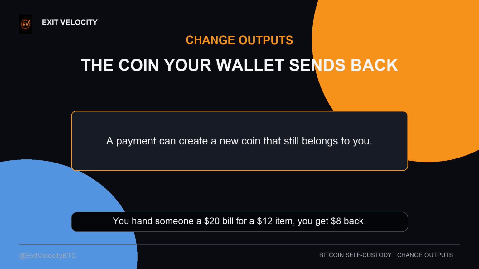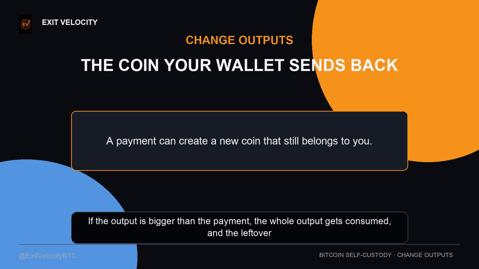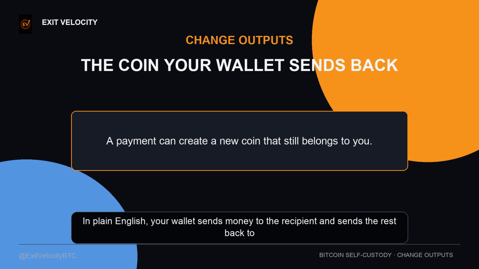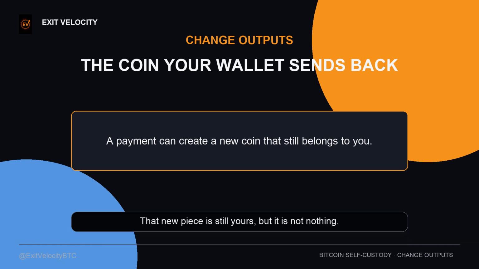In everyday life, change is simple. You hand someone a $20 bill for a $12 item, you get $8 back. Bitcoin has a similar idea, but the mechanics are different. Bitcoin does not spend part of a coin, it spends an output. If the output is bigger than the payment, the whole output gets consumed, and the leftover value comes back to you as a new output. That leftover output is the change output.